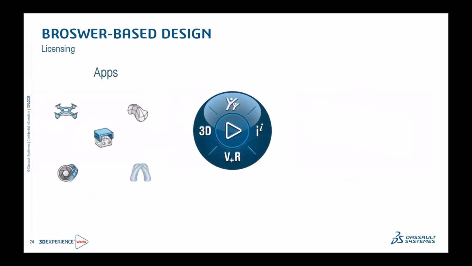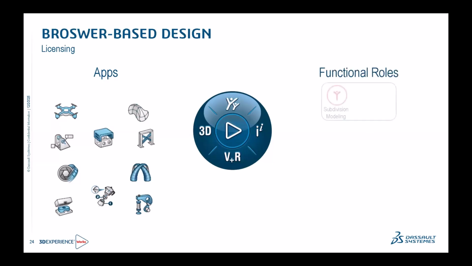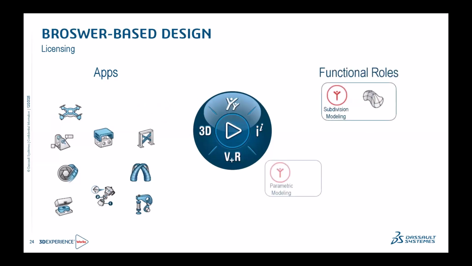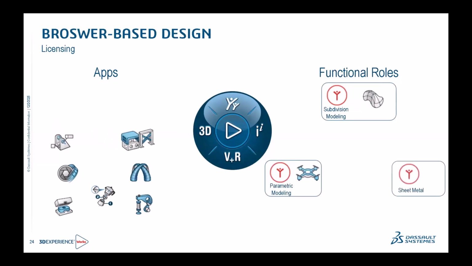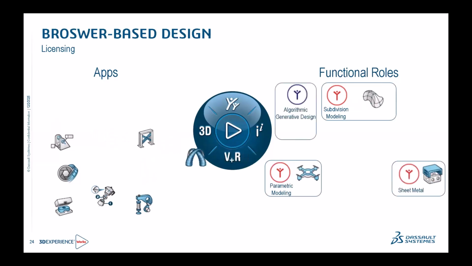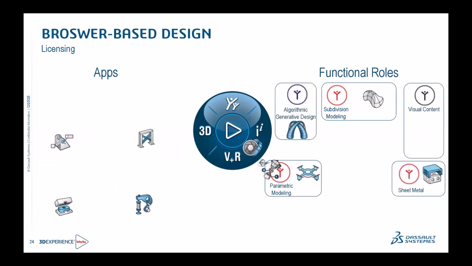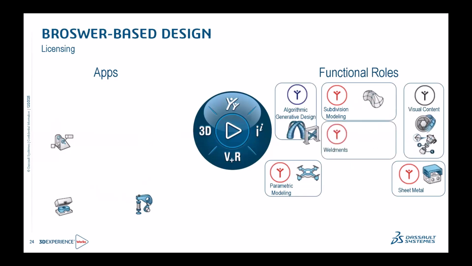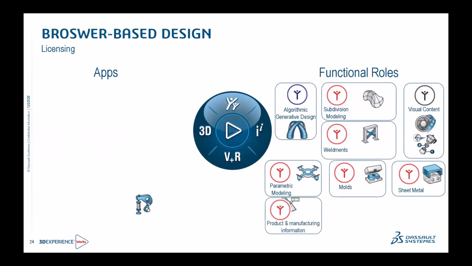So how does it work from a licensing point of view? I'm telling this for who is the administrator of the platform. The platform has applications, but from a licensing point of view, they are divided in functional roles. So if I have to do parametric modeling, I need to be assigned a role for parametric modeling. If I want to do only freeform, there is a role for that. If I want to do rendering, there is a role for that.